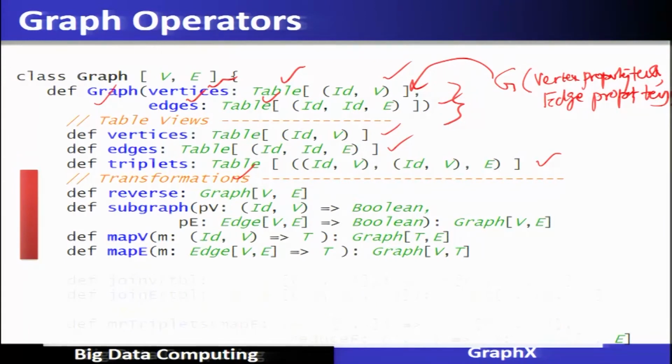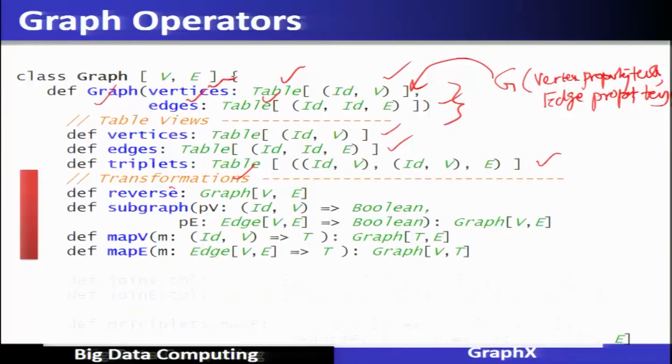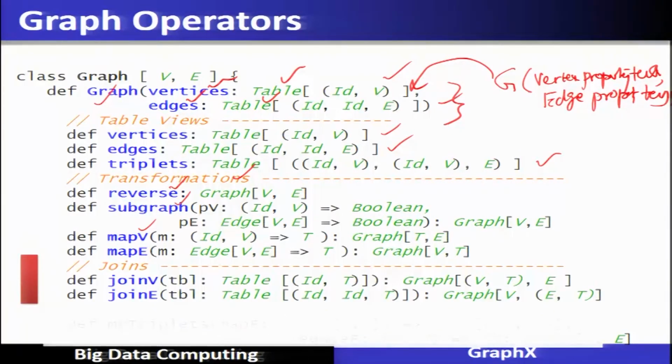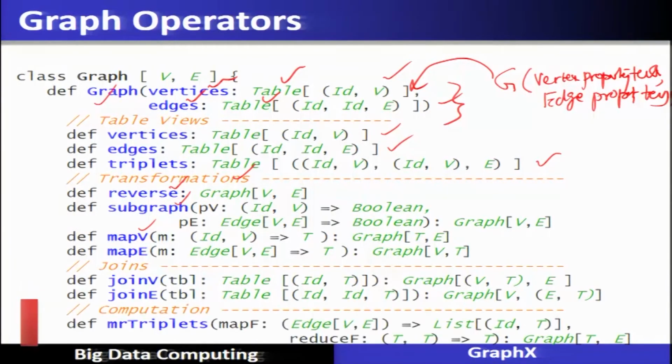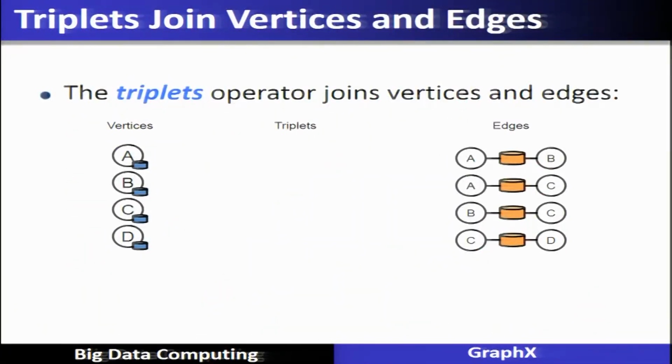There are various transformations on the graph supported in GraphX, such as reverse, then subgraph, finding the subgraph, and then taking the map of this particular graph. The join operations are also performed on the graph, and the computations are performed on the graph. Now, the triplet operator joins the vertices and edges.